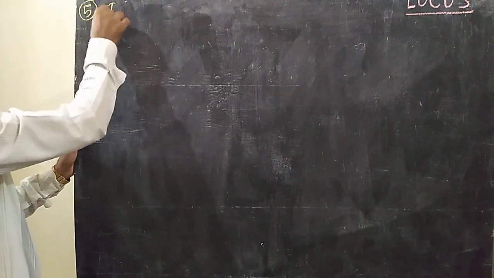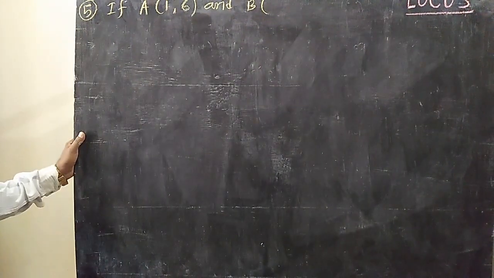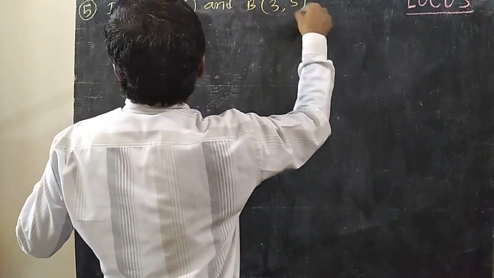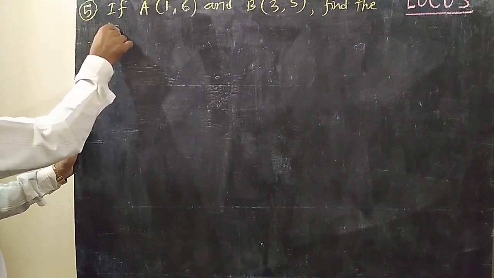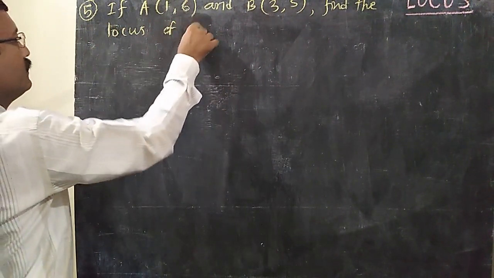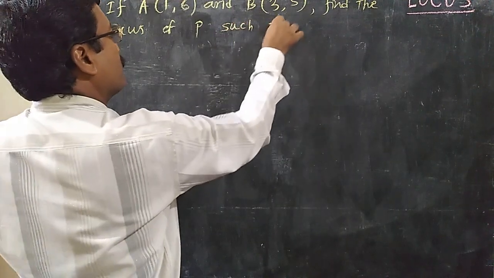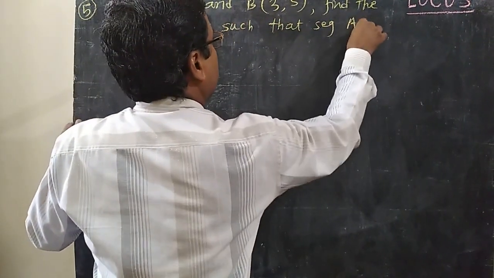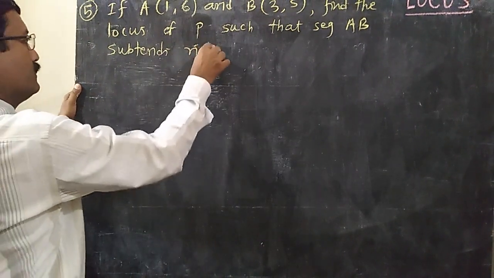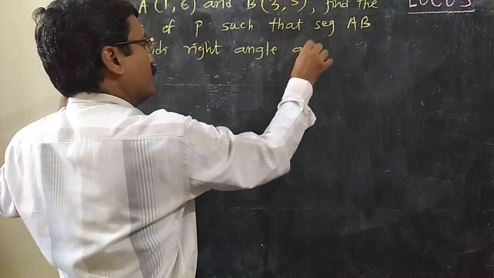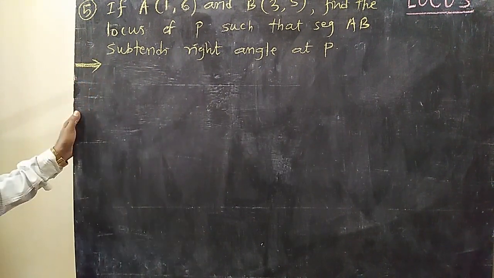If A is (1, 6) and B is (3, 5), then find the locus of point P, such that segment AB subtends a right angle at P. This is the question.